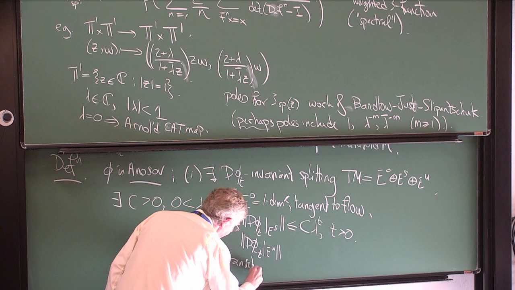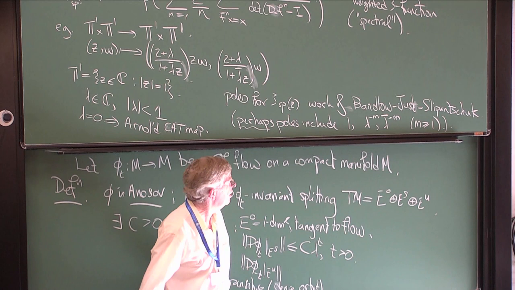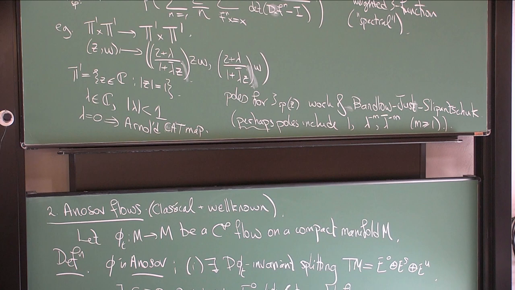Why do I assume it's transitive? Well, mainly because if I don't assume it's transitive, then I don't know that this pole is simple. It might be multiple, that's the main reason for it. Otherwise, you could just decompose the flow, I guess.